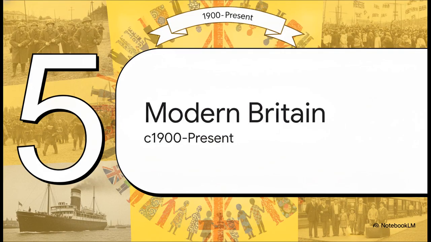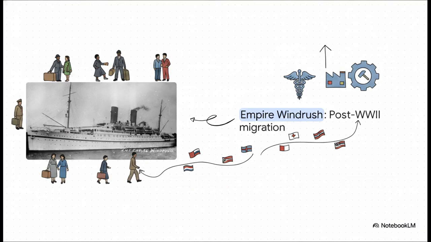Which brings us to Section 5, Modern Britain, from the year 1900 all the way to the present day. Now, this turbulent century brought two world wars, decolonization, and the birth of modern multicultural Britain, including vital case studies like Migrants in Bristol and the arrival of Asian migrants in Leicester. Let's move forward and see how this builds with the HMT Empire Windrush.